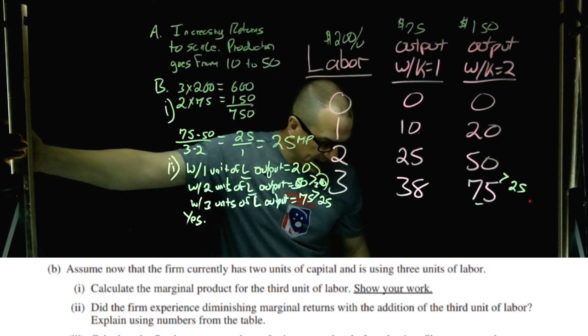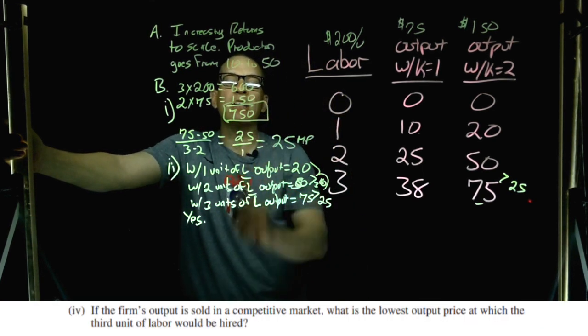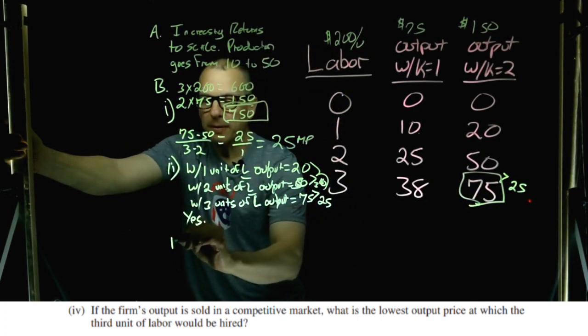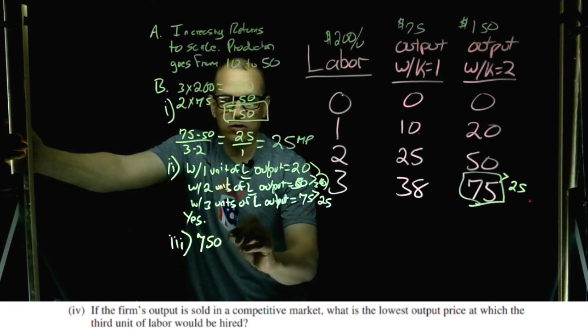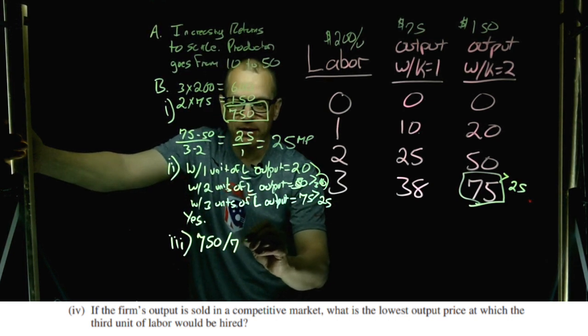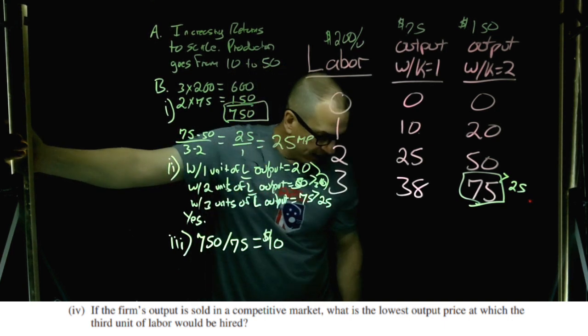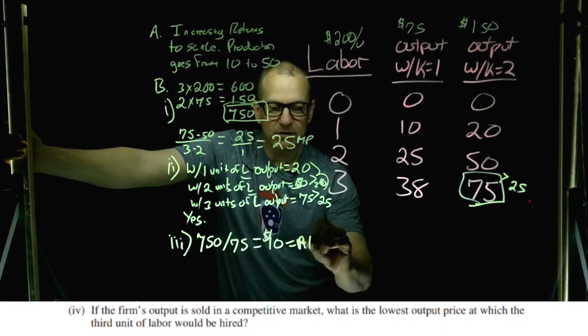Number B3 says calculate the firm's average total cost for its current level of production. Show your work. Well, I already showed you what my costs were. My output is 75, so for 3 I would take 750, my total cost, divided by my output, and that would give us $10 for my average total cost.